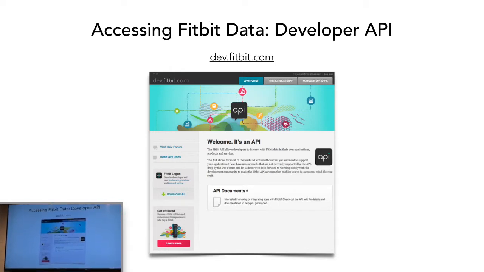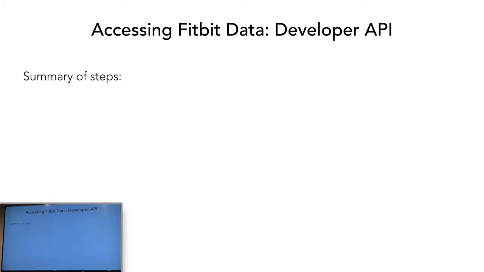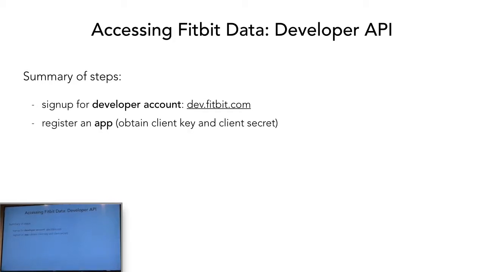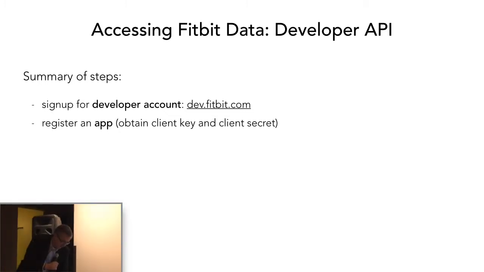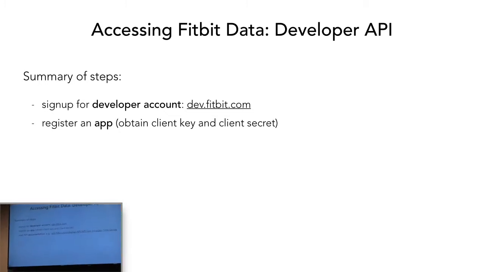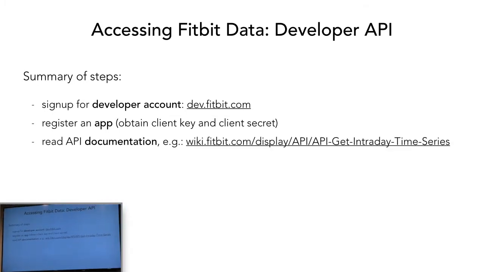If you go to dev.fitbit.com, just briefly, the summary of steps: you would sign up for a developer account. You need to register an app, and really all that is a project. So even if you aren't going to build an actual app, I think they understand that. Just come up with some name of an app and register that, and you will get a client key and client secret, which you need to access their API on the web. Have a look at their documentation, obviously.